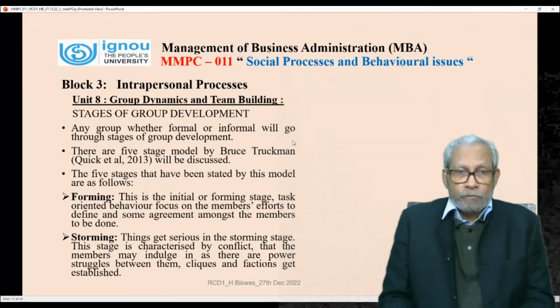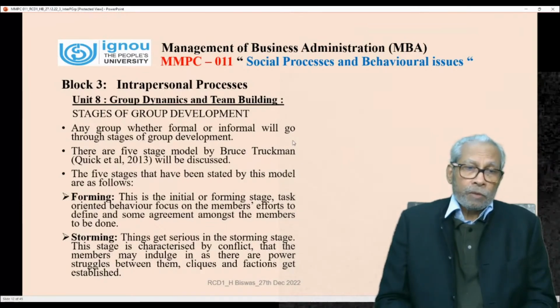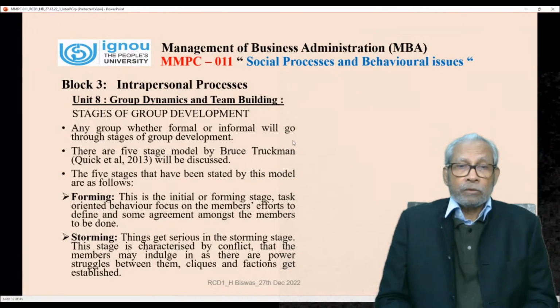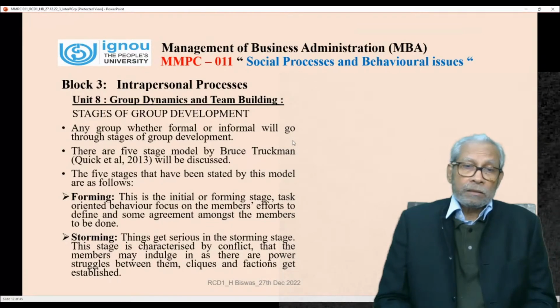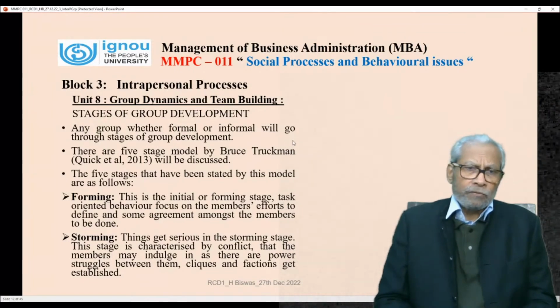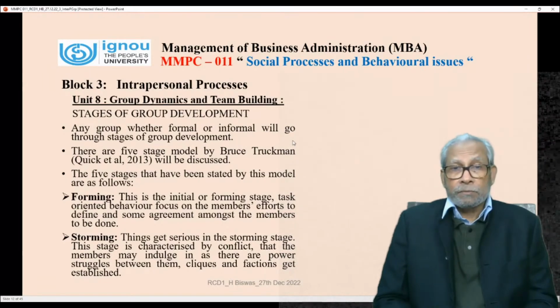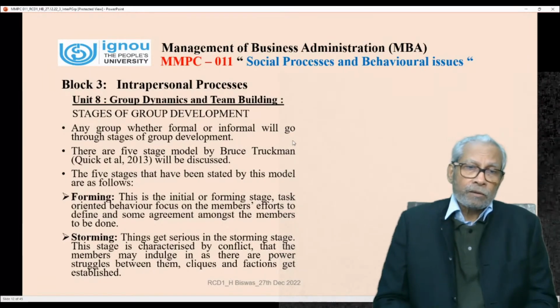Then after that, the storming. Things get serious in the storming stage normally, because in this stage a lot of conflict will come out that the members may indulge in, and there are power struggles between them, and then some sections get established. This is the area where you have to be very careful, and some control over behavioral patterns is very much required during storming. It is an essential step because only then can you get feedback.